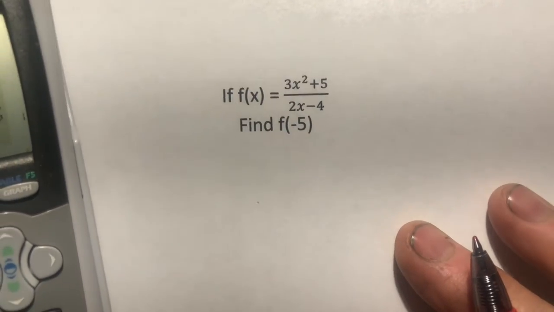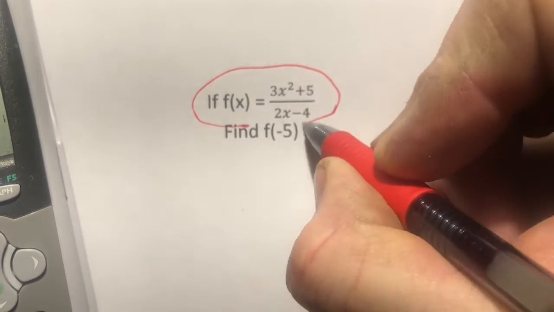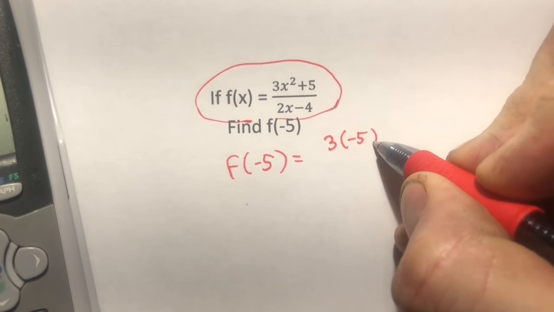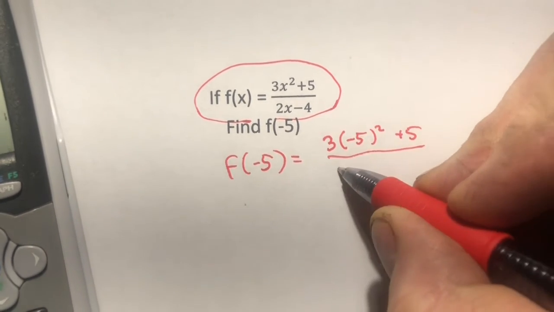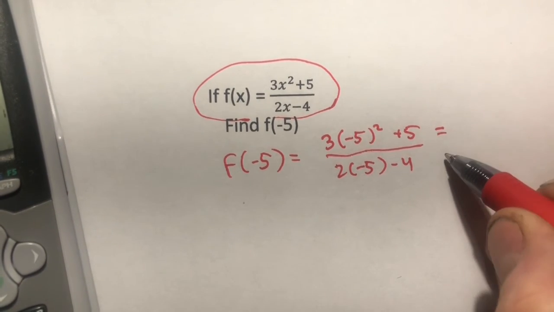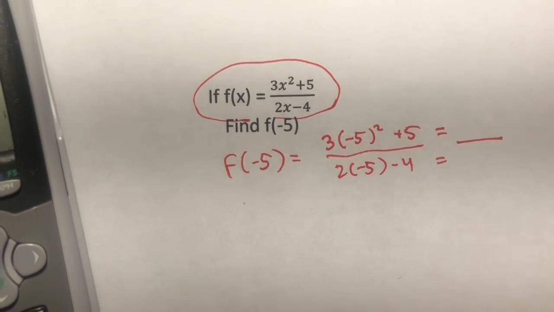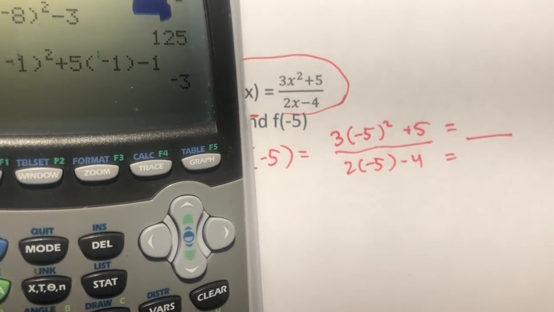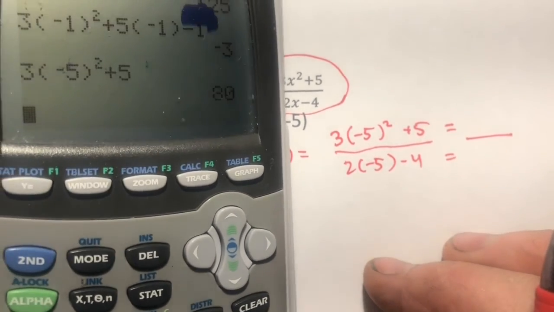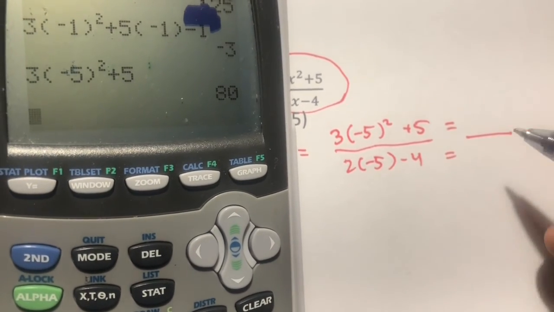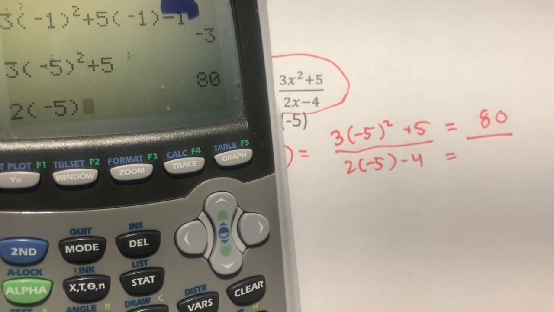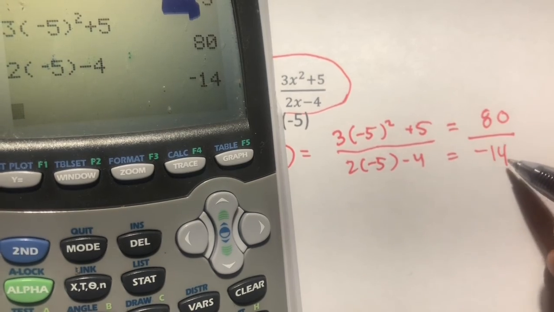Now this last one here. Same thing, we've got a fraction here. So when I do this, it's f of negative 5, and so I'm going to have 3 times negative 5 squared plus 5 on the top. I've got 2 times negative 5 minus 4 on the bottom. And like I just mentioned, I've got to do the top and the bottom separate. So when I do the top, I'm going to punch it in here: 3, and then negative 5 in parentheses, squared plus 5, and I get 80 on the top. When I do the bottom, I got 2 times negative 5 in parentheses minus 4, and I get negative 14.